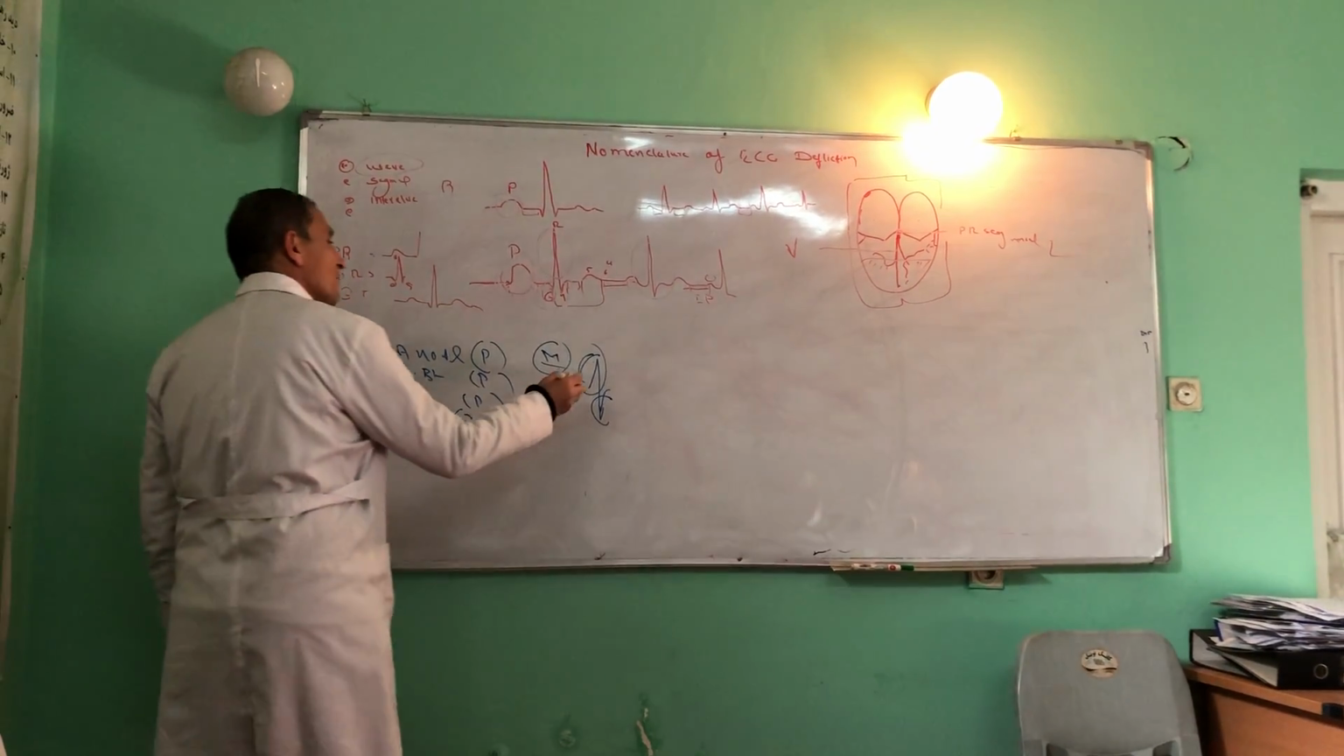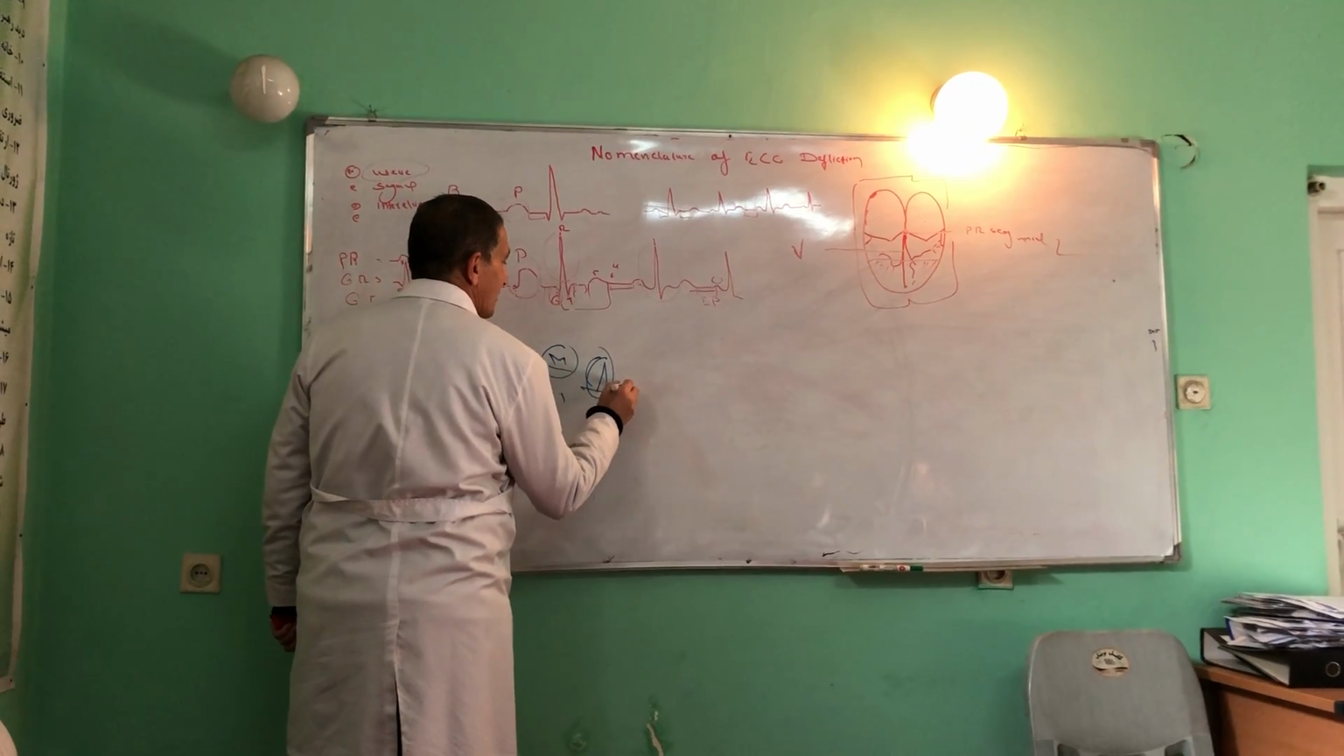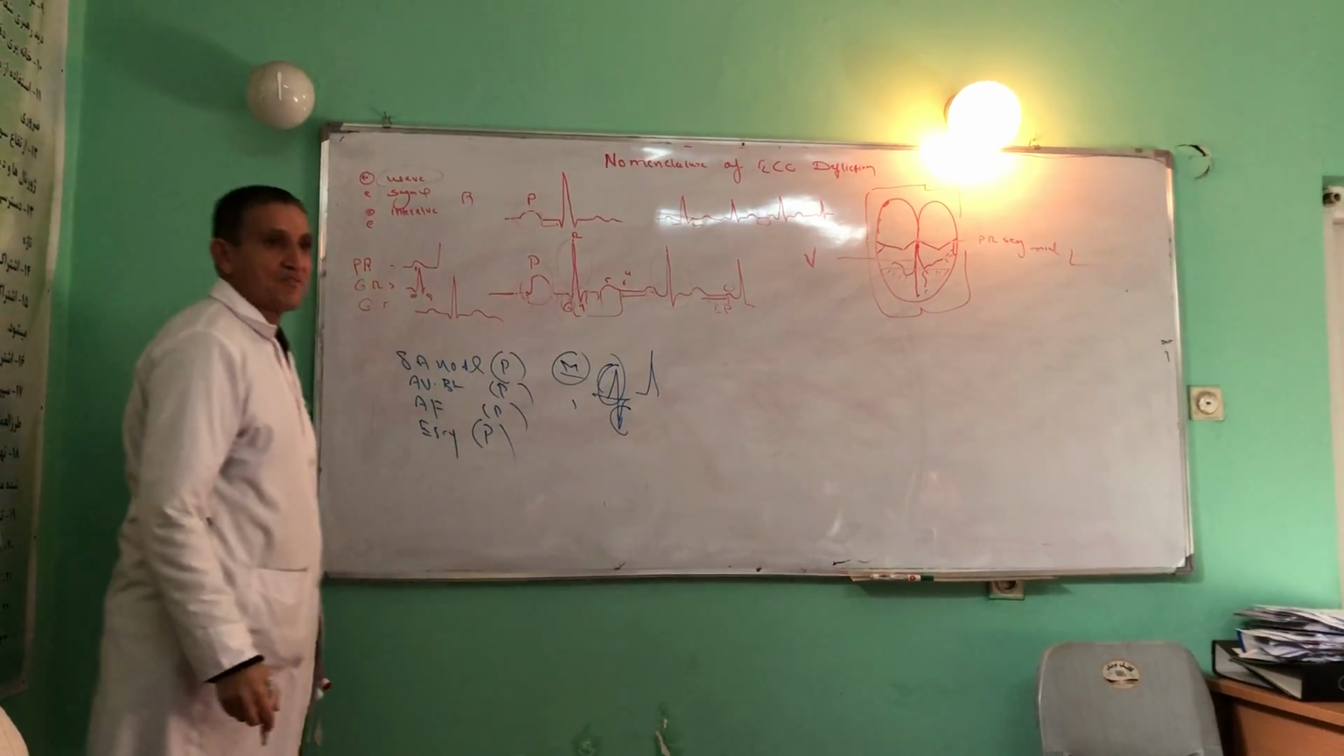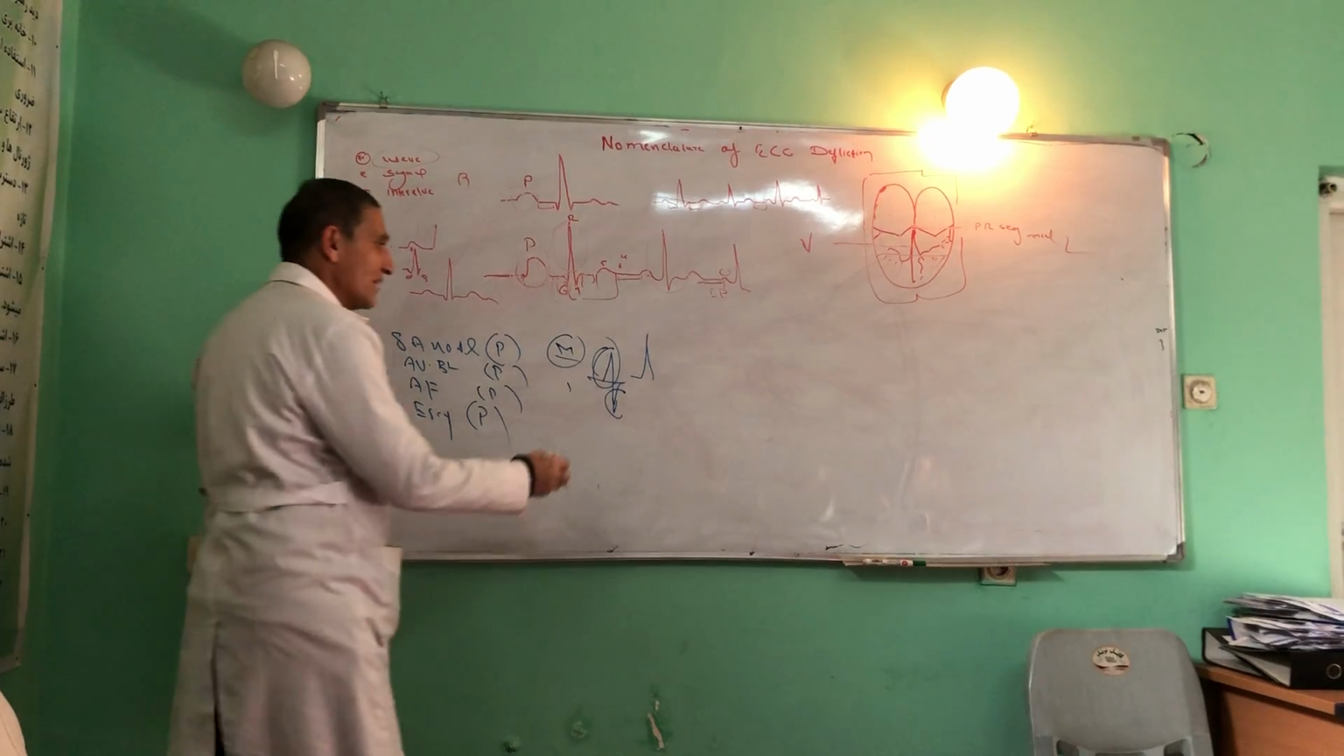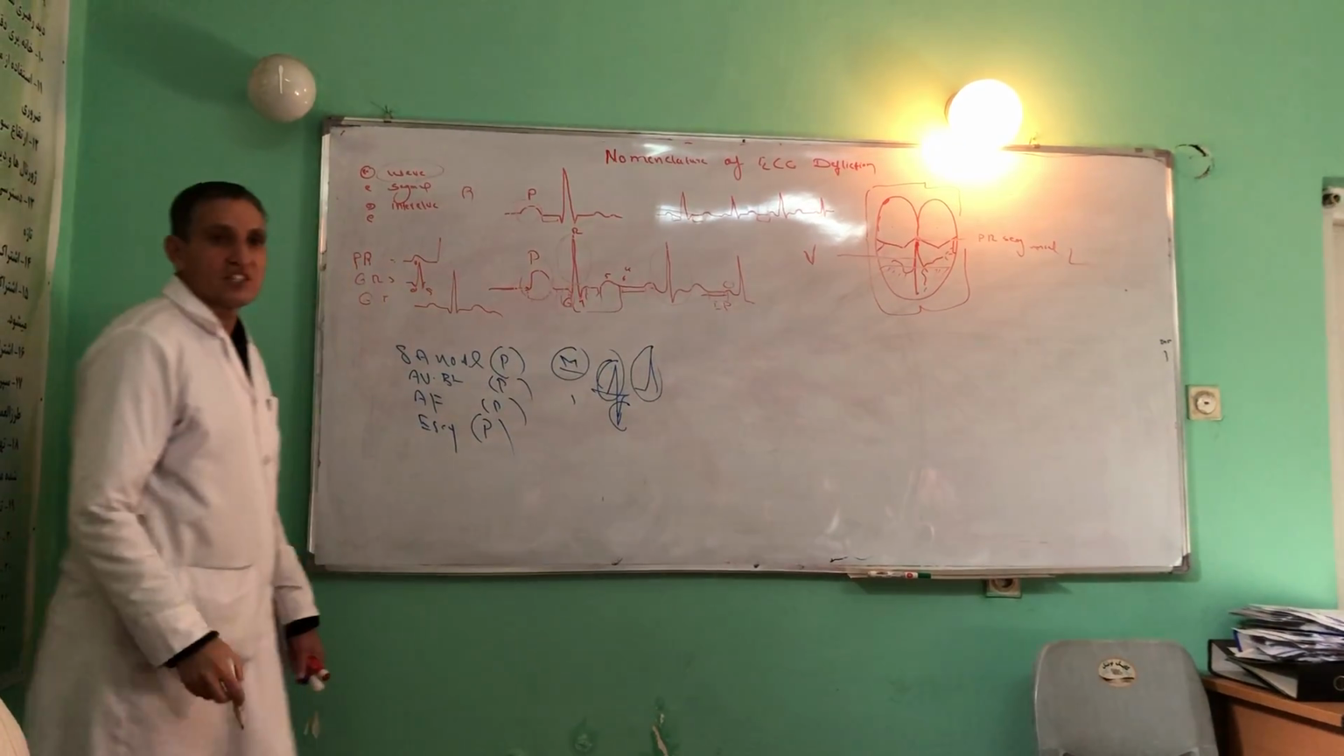I mentioned this is also a P pulmonale, and this is also a P pulmonale. A peaked wave also represents P pulmonale or pulmonary hypertension. This was about the morphology of the P wave.